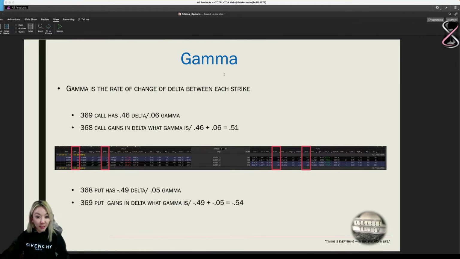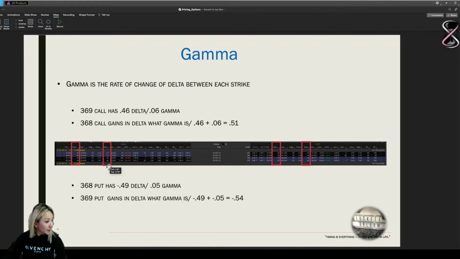So another thing that impacts your options premium pricing is gamma. Now, a lot of people don't know what gamma is, but what gamma does is it changes the rate of change of delta. So per strike, your delta is changing by whatever the gamma is. So if your delta at the money is 46, and your gamma is 0.06, that means 0.46 plus 0.06 is 0.51.